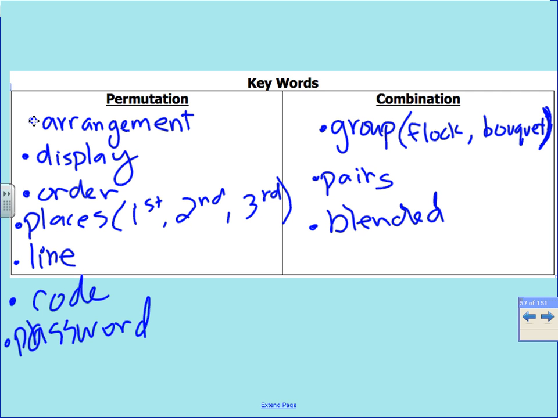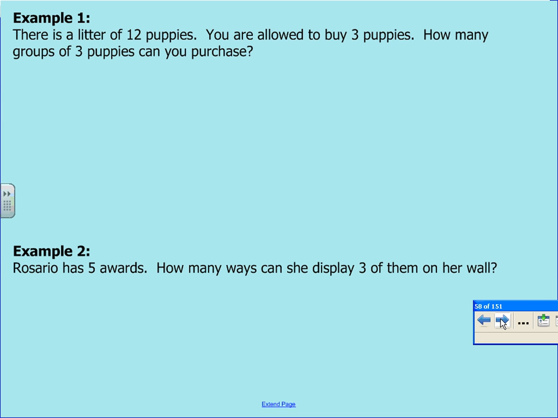Okay, let's do some examples that apply these so we can talk a little more about them. Annalise, question or? Okay, so example 1. There's a litter of 12 puppies. You're allowed to buy 3 puppies. How many groups of 3 puppies can you purchase?